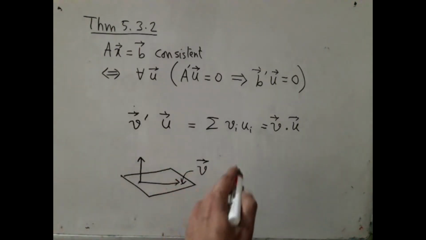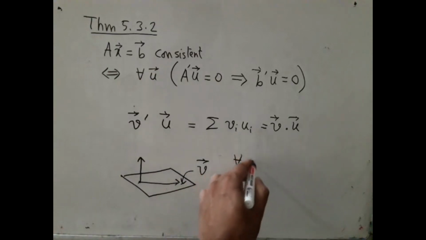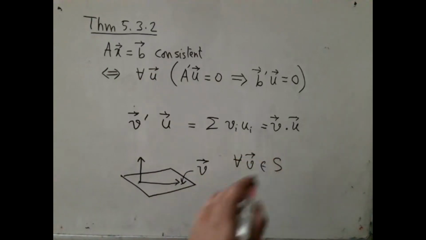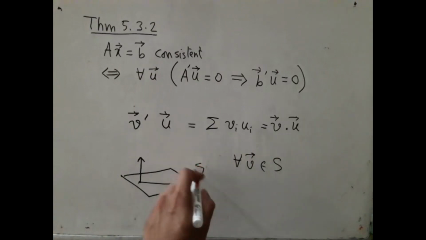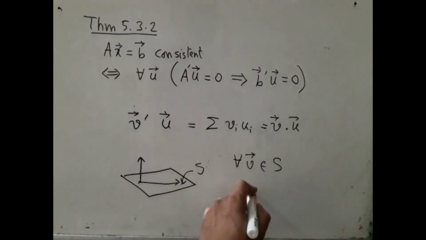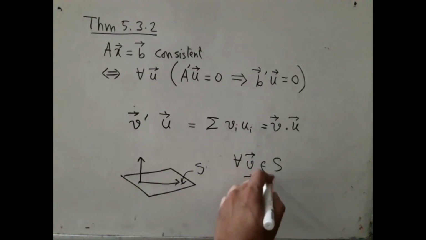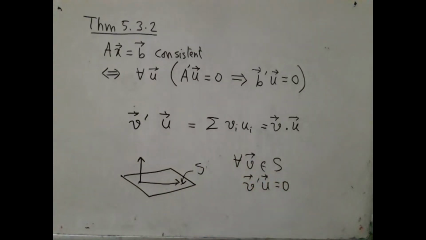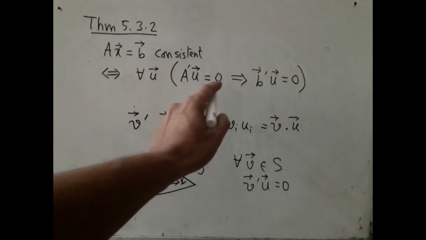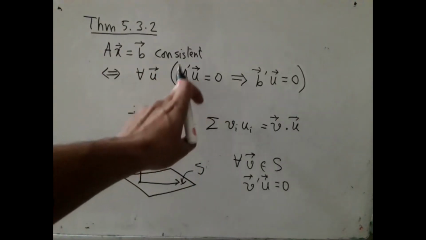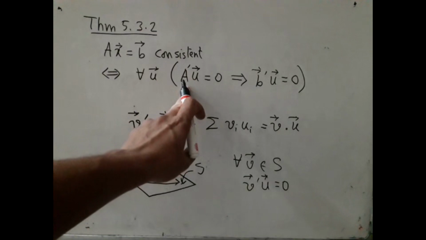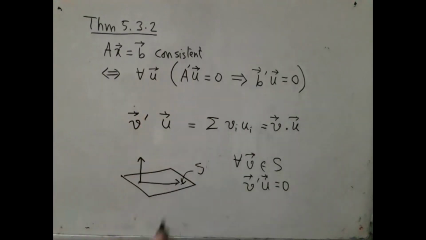So, if I have this condition that for all V in this subspace, say call this subspace S, V prime U is equal to 0, that basically means that U must be perpendicular to the entire surface, entire plane. So, when I say A prime U equal to 0, I am basically saying that whatever column of A I take, that is orthogonal to U.